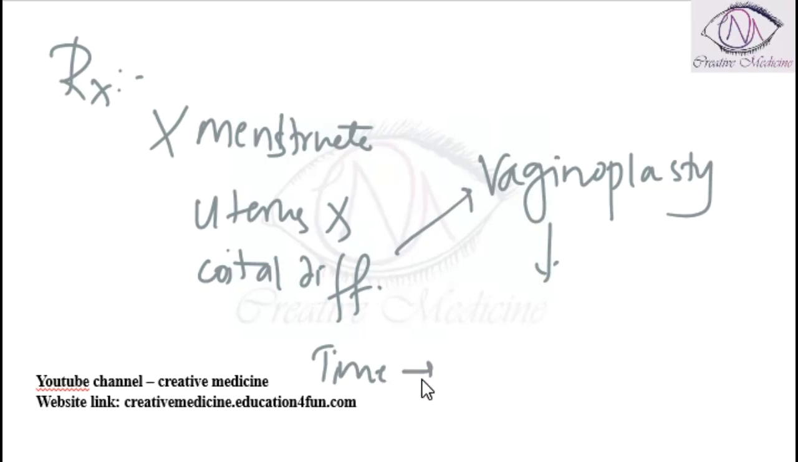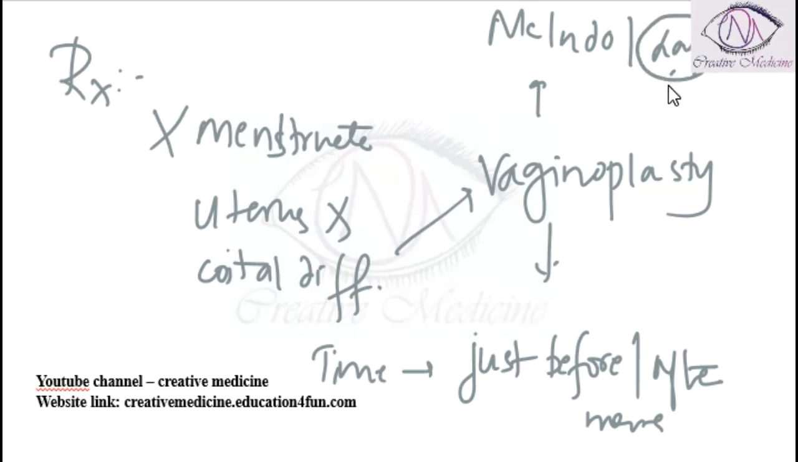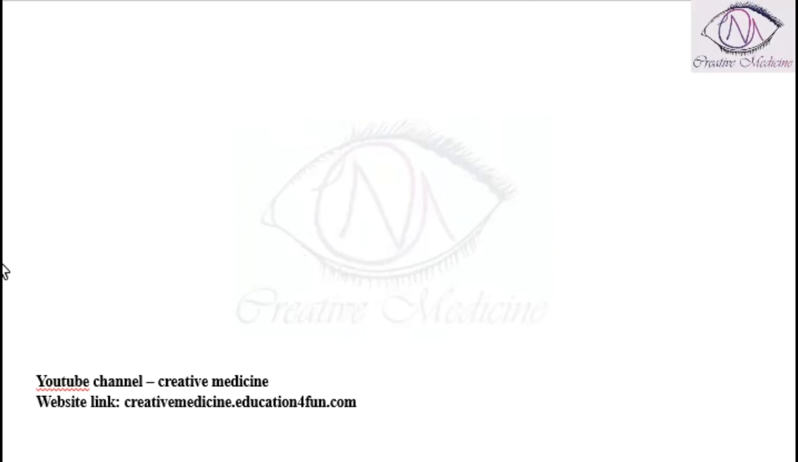So in order to prevent coital difficulties, we do vaginoplasty, and the best time to do vaginoplasty is just before or after marriage. The best method for doing vaginoplasty is McIndoe's vaginoplasty, or the laparoscopic method, which is the Vecchietti technique. The females cannot become pregnant, but they can have their own biological child by in vitro fertilization with surrogacy.